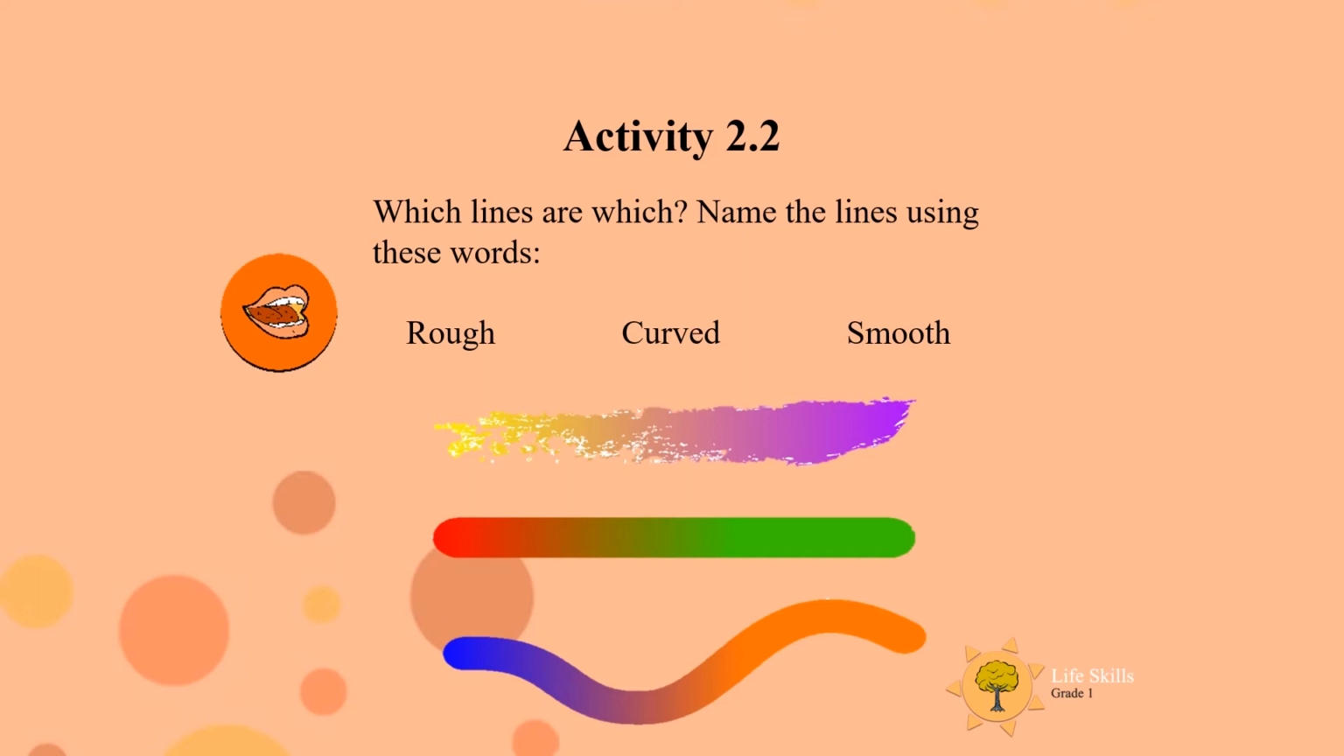Alright, let's see if you got these lines named. The first line is rough. The second line is smooth. And the third line is curved. Did you get it?